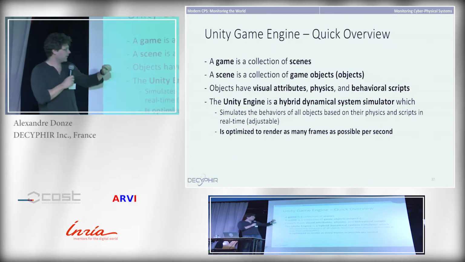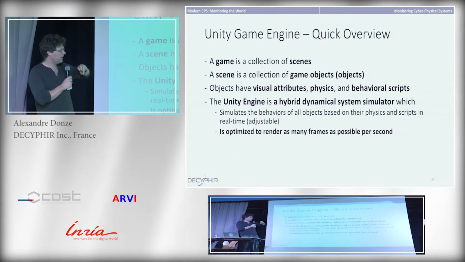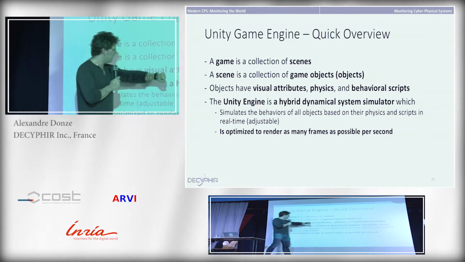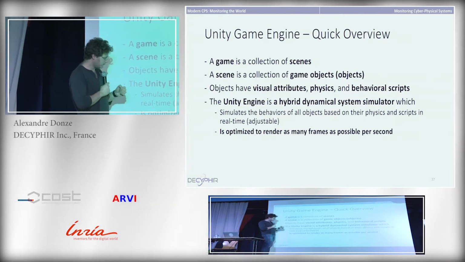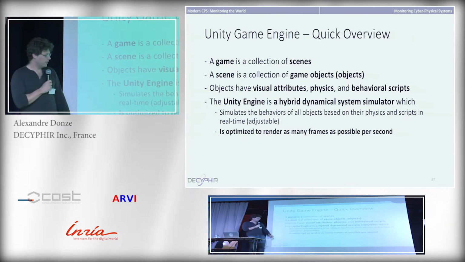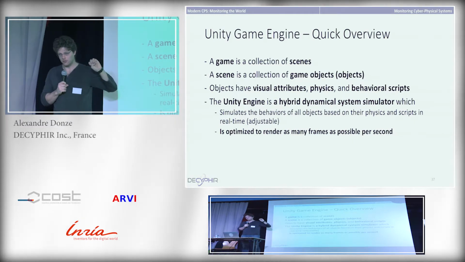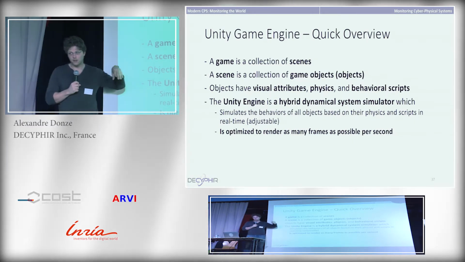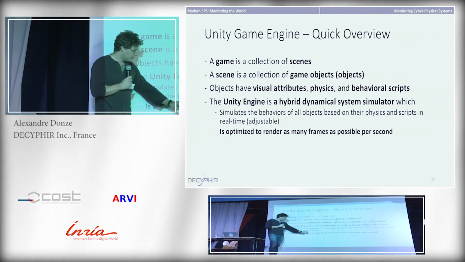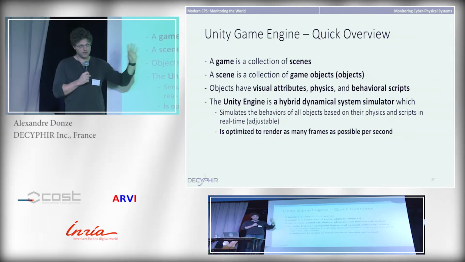The Unity game engine is used to create games. In games you have levels, which are called scenes, and scenes are a collection of game objects. I don't want to insist on the game aspect, just on the objects. Each object has visual attributes, physics, and scripts. The engine is actually a hybrid system simulator, which at each time step does the same thing as Simulink, finding the next state of your system based on the scripts of each object. But the interesting thing is that it's optimized to render as many frames as possible per second. So it does this physics simulation, the next state, but it also generates those images.